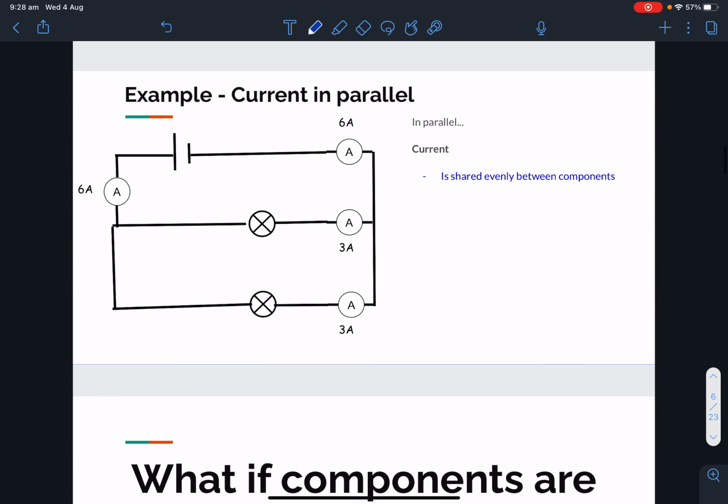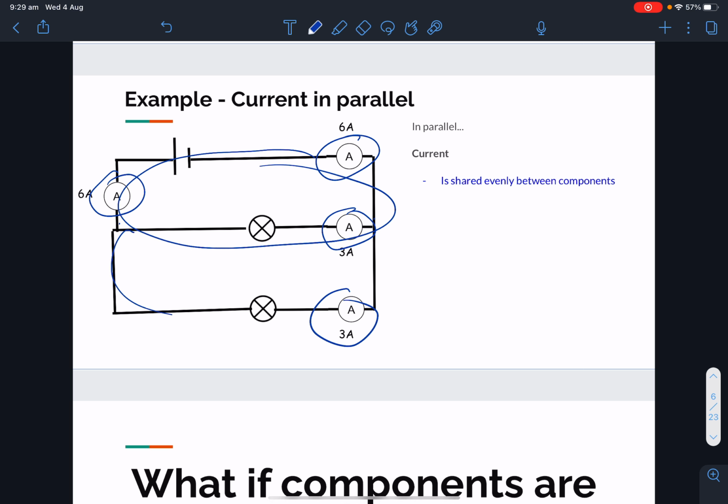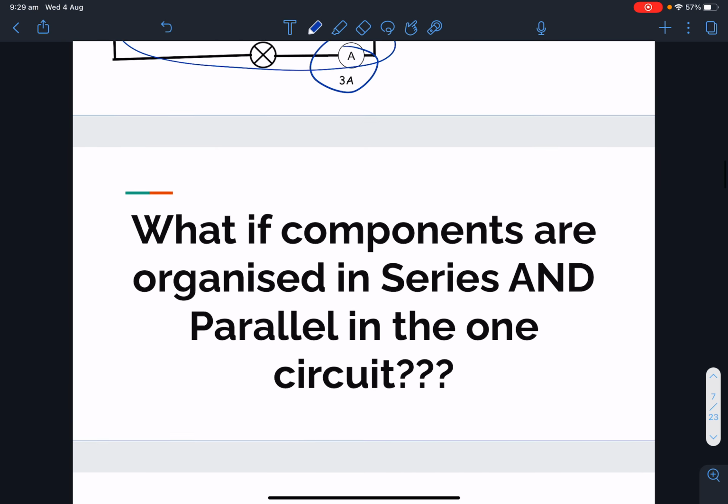Let's contrast it with current in parallel. Current in parallel is split. You can see here closest to the battery, 6 amps is coming through, but after it splits off, it's divided by each split. So we've got 2 loops here, so 6 divided by 2, each loop gets 3 amps. Each branch gets 3 amps.